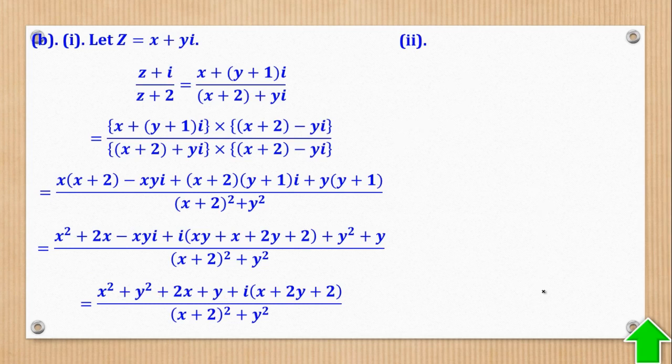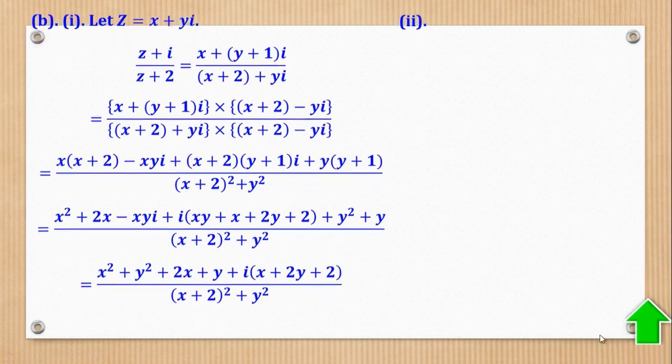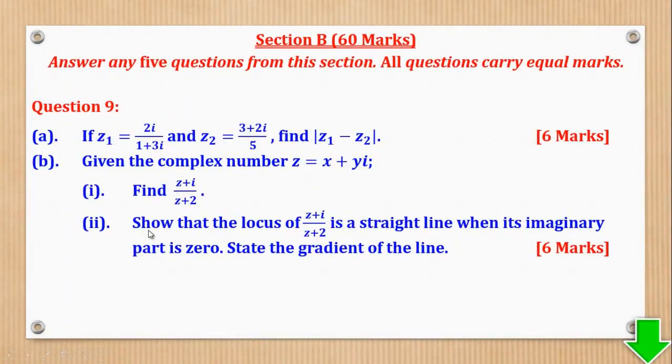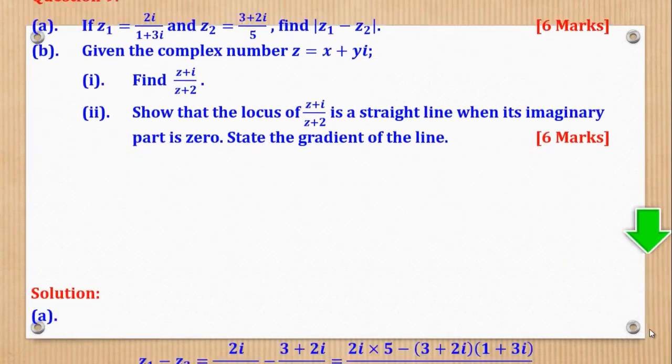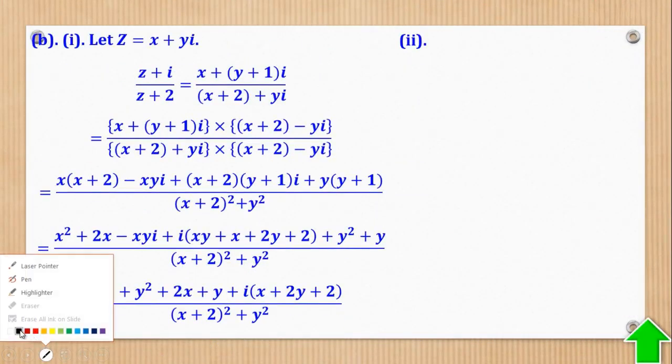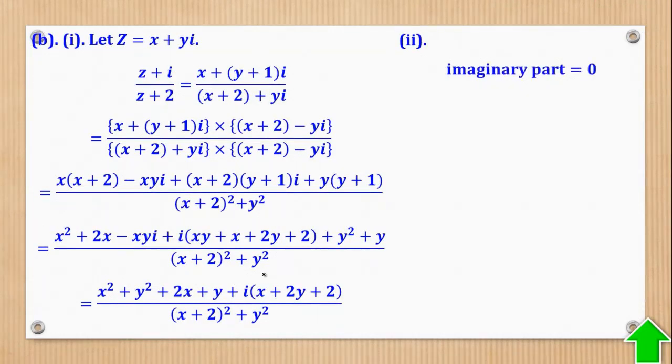Then for Roman 2, they said, show that the locus of this is a straight line when its imaginary part is 0, and state its gradient. So the imaginary part is 0. So what is the imaginary part? It will be the whole of this, because this denominator works for both real and imaginary parts.